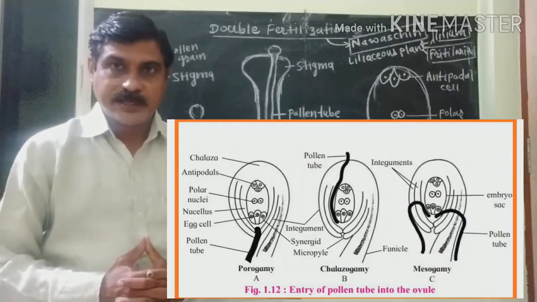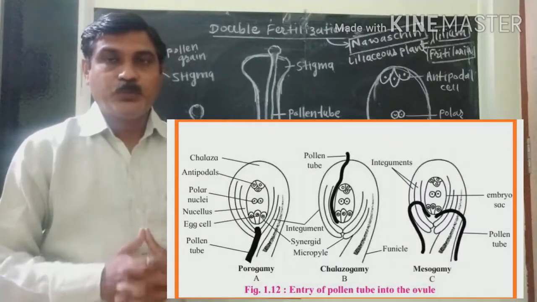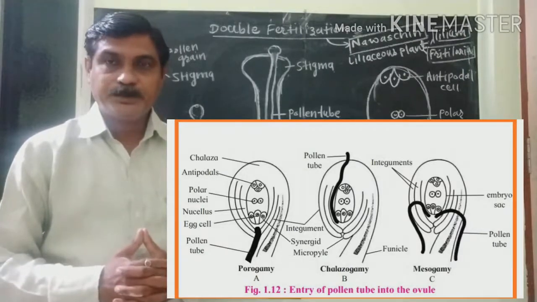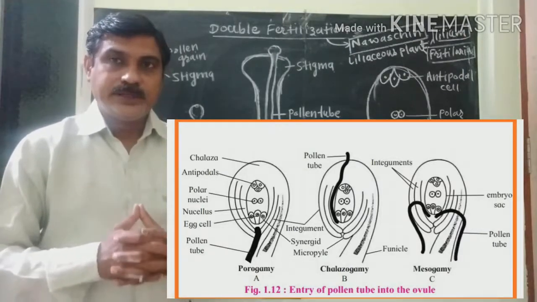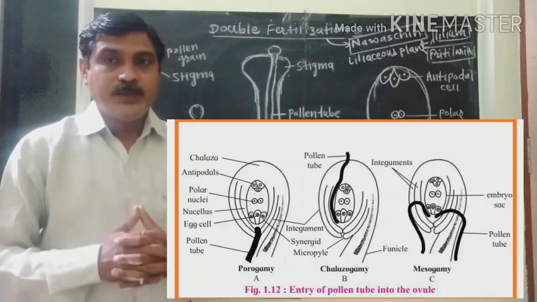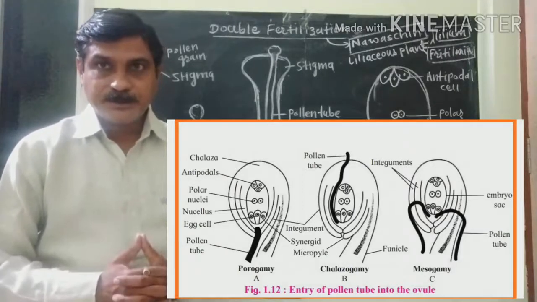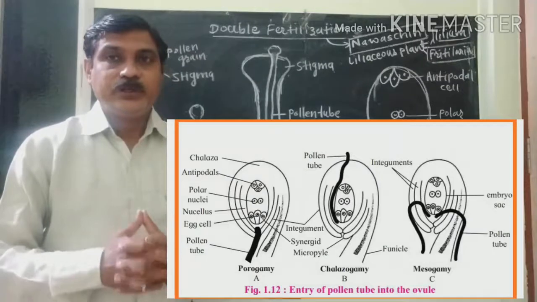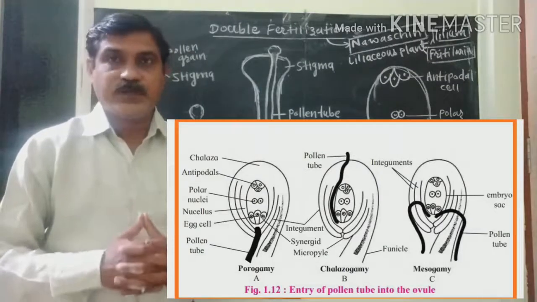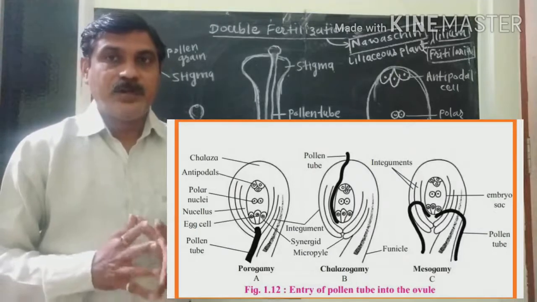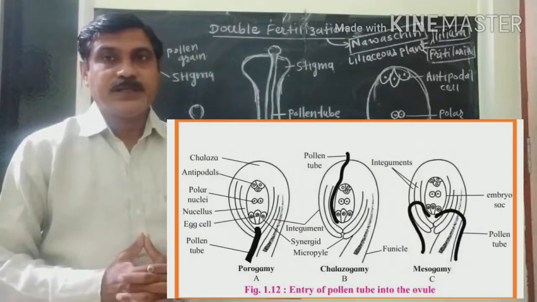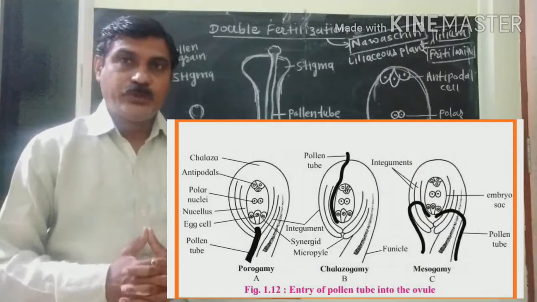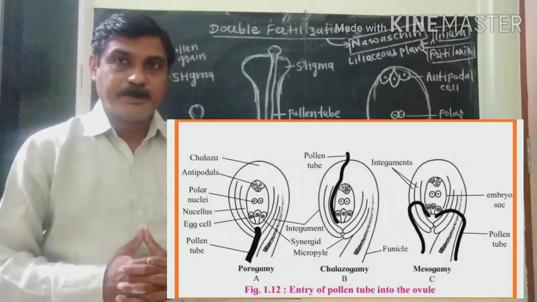Let me repeat. When the pollen tube enters through the micropyle of the ovule, it is known as porogamy. When the pollen tube enters through the chalaza of the ovule, it is known as chalazogamy. When the pollen tube enters through the integument, it is known as mesogamy. So these are the ways of entry of the pollen tube which occur in angiospermic plants. But usually the entry of the pollen tube takes place through the micropyle.